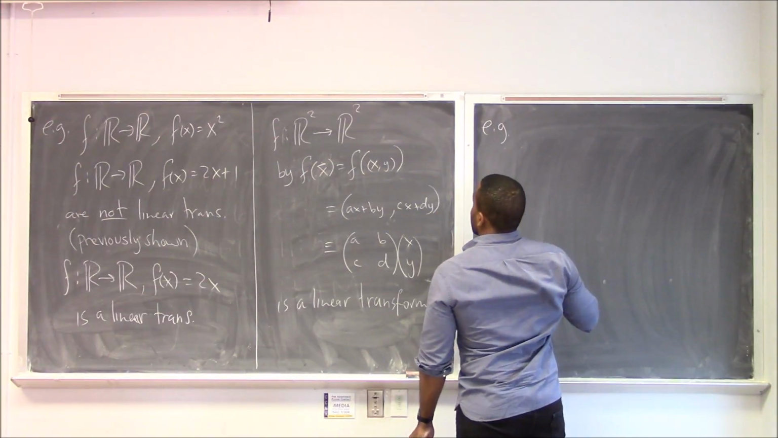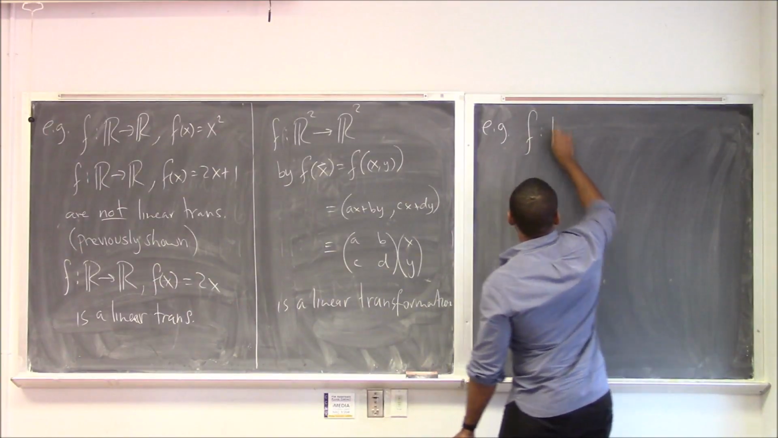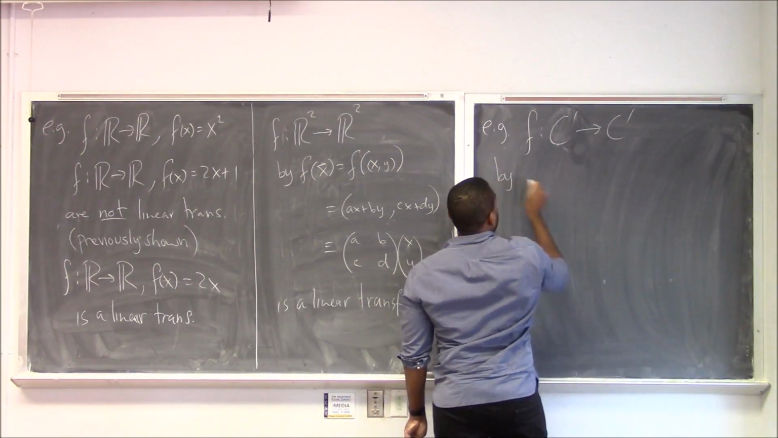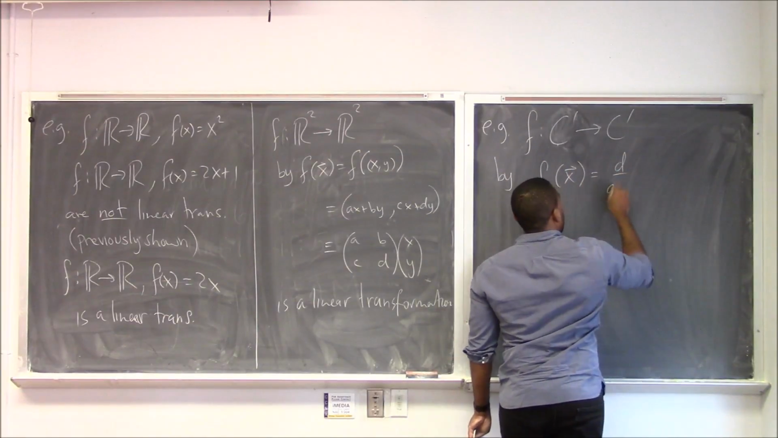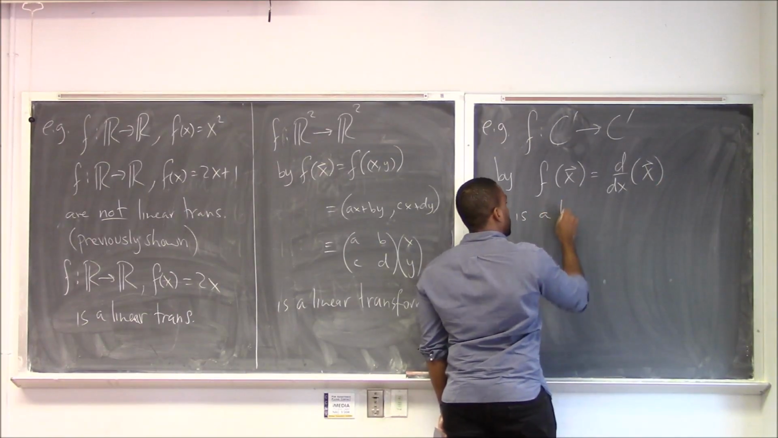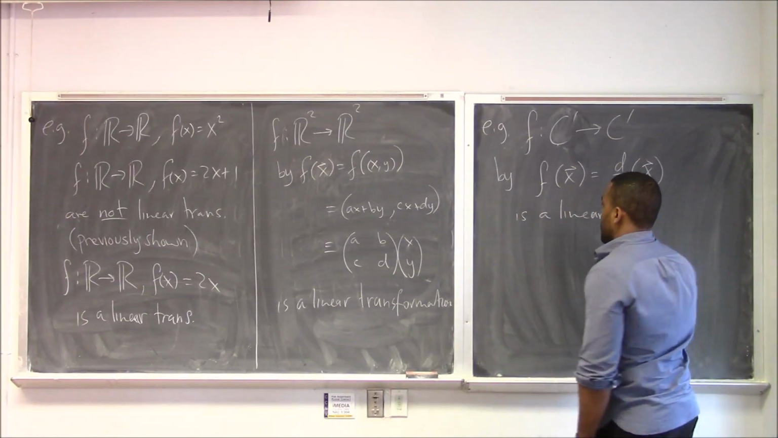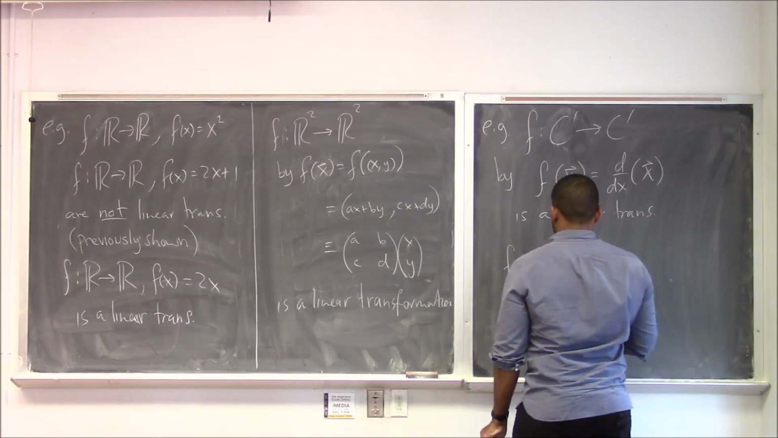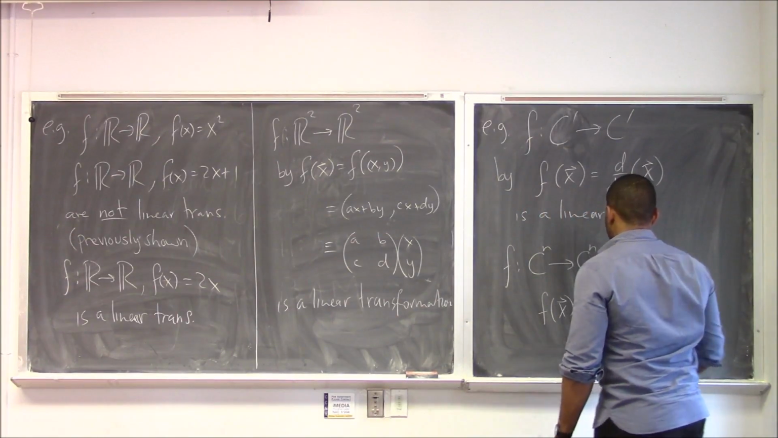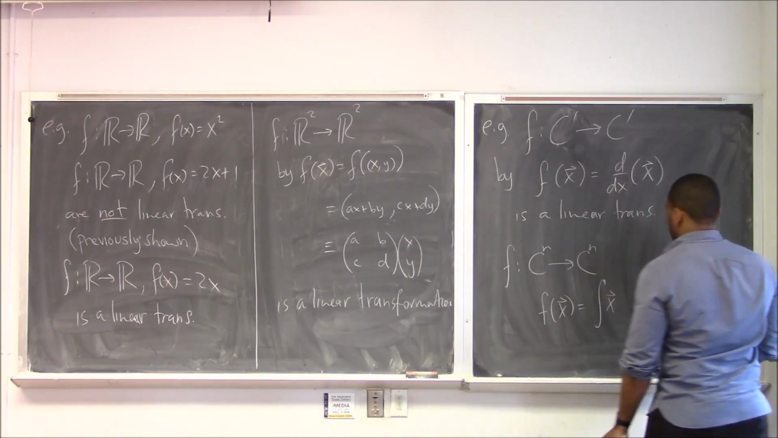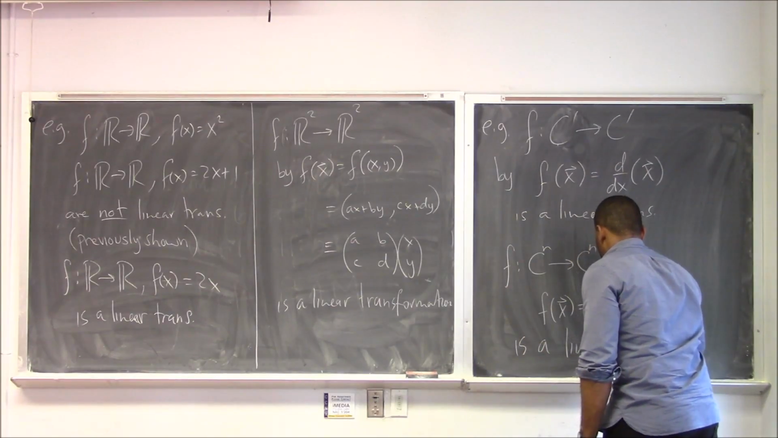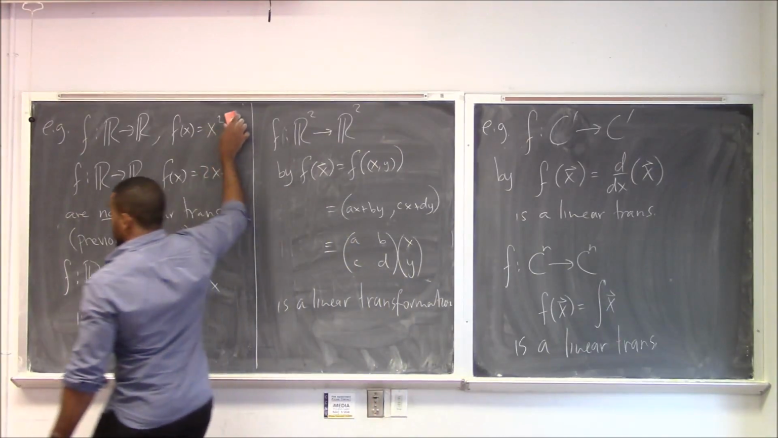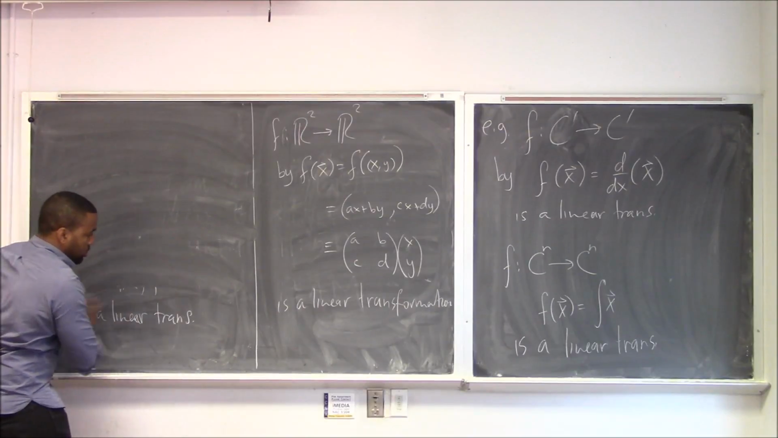Example. Let's say f from C1 to C1 by f of x equals the derivative of x is a linear transformation. And f of x equals the antiderivative of x is a linear transformation. These are some other examples. These facts are kind of why we can apply this to differential equations, because we really only deal with integrals and derivatives of a function.